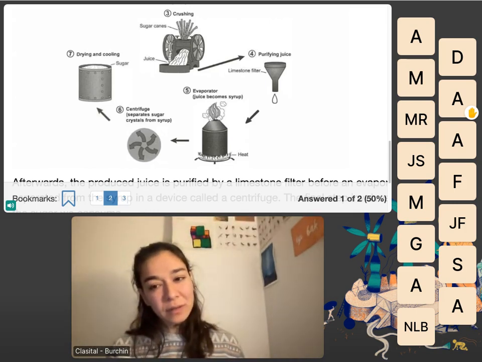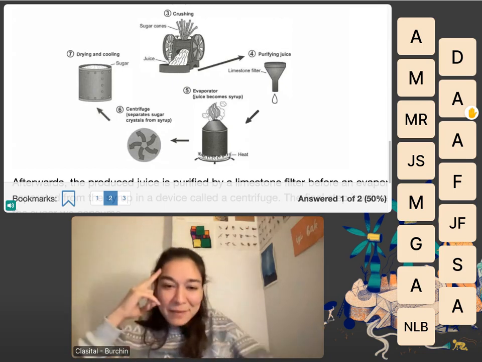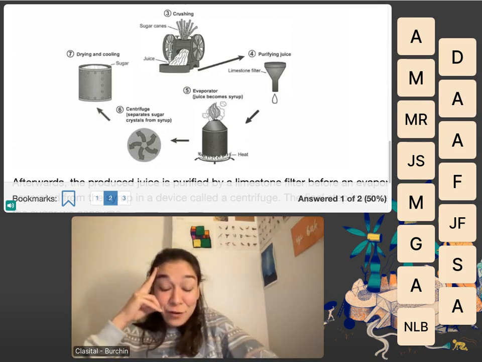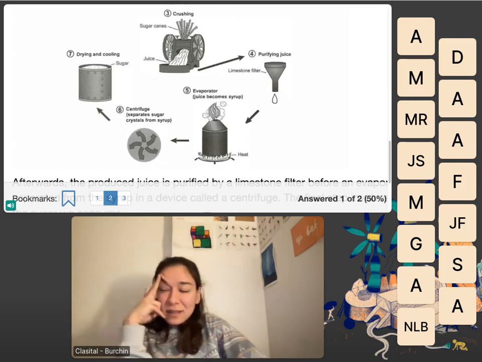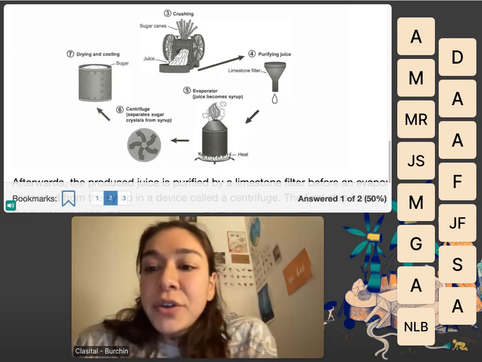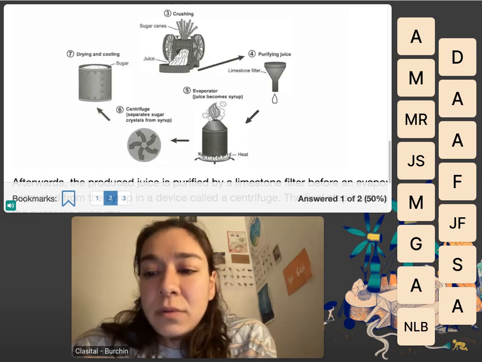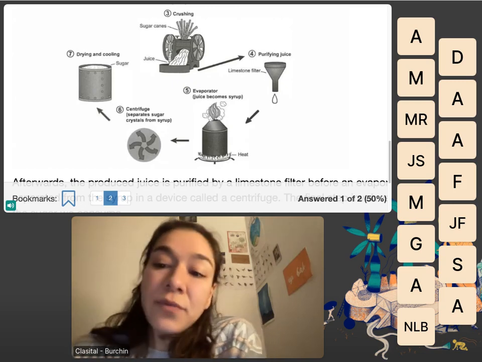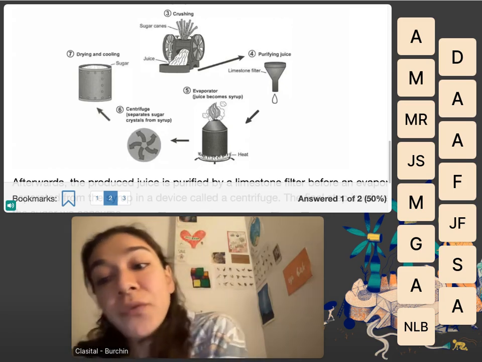I'm not sure about that one. Okay, I understand your point, but maybe this is a way of our thinking. I'm not sure about it. The sugar syrup is put into a centrifuge, and we separate sugar crystals from the syrup.